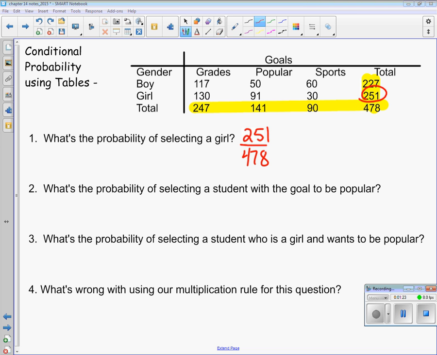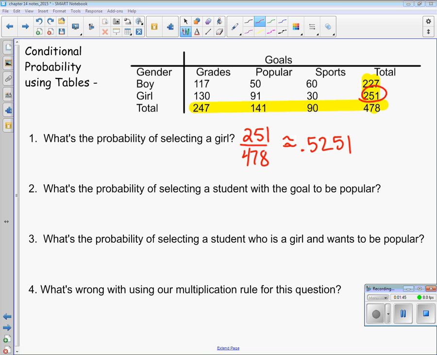Go ahead and tell me what 251 divided by 478 is. I don't have it in my head. I'm not that smart. Human calculator is not me. 0.5251? I would agree with that. That's a nice place to round as well. Okay? I agree. All right, how about number 2?